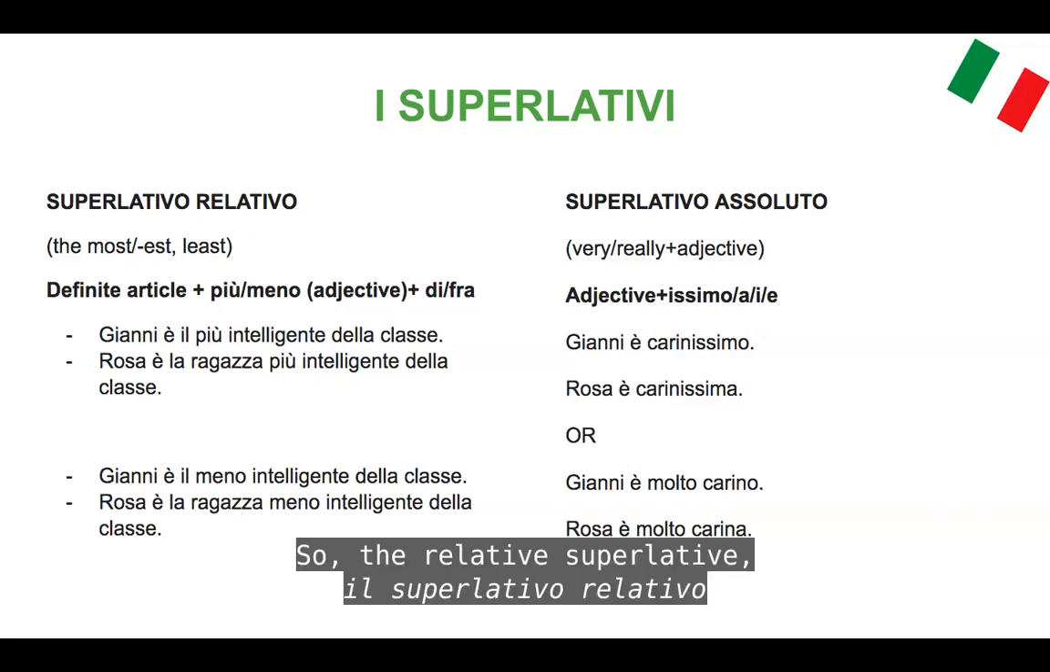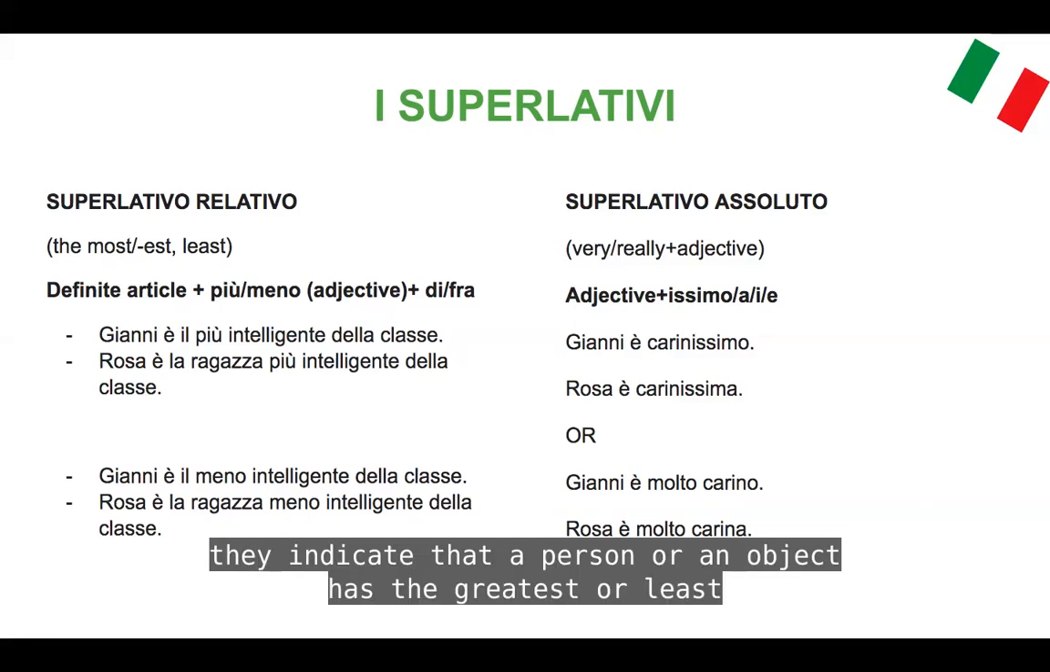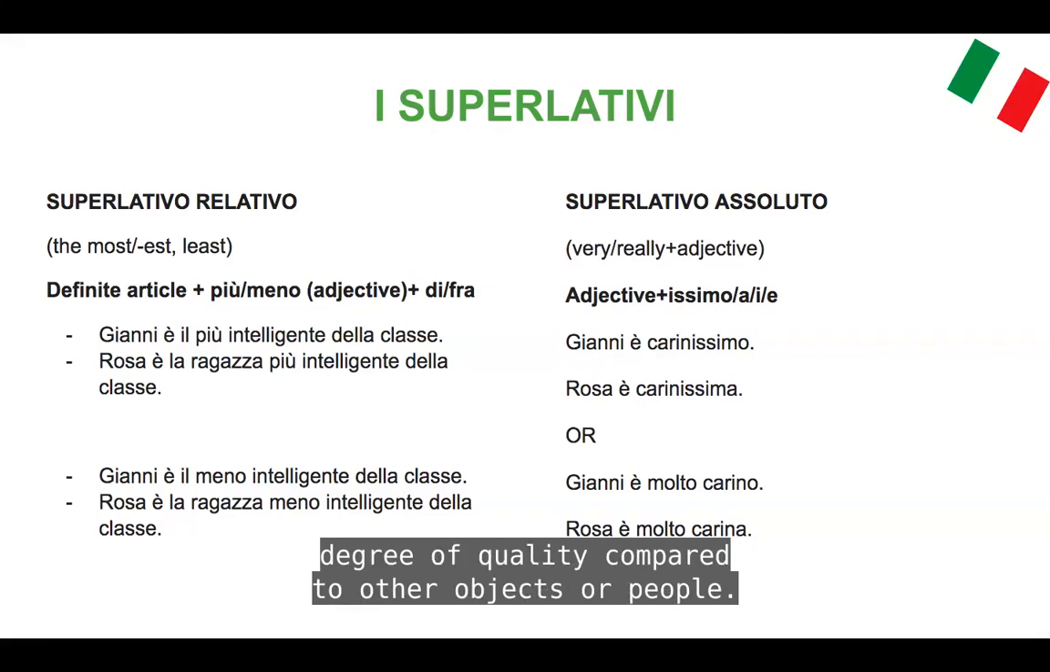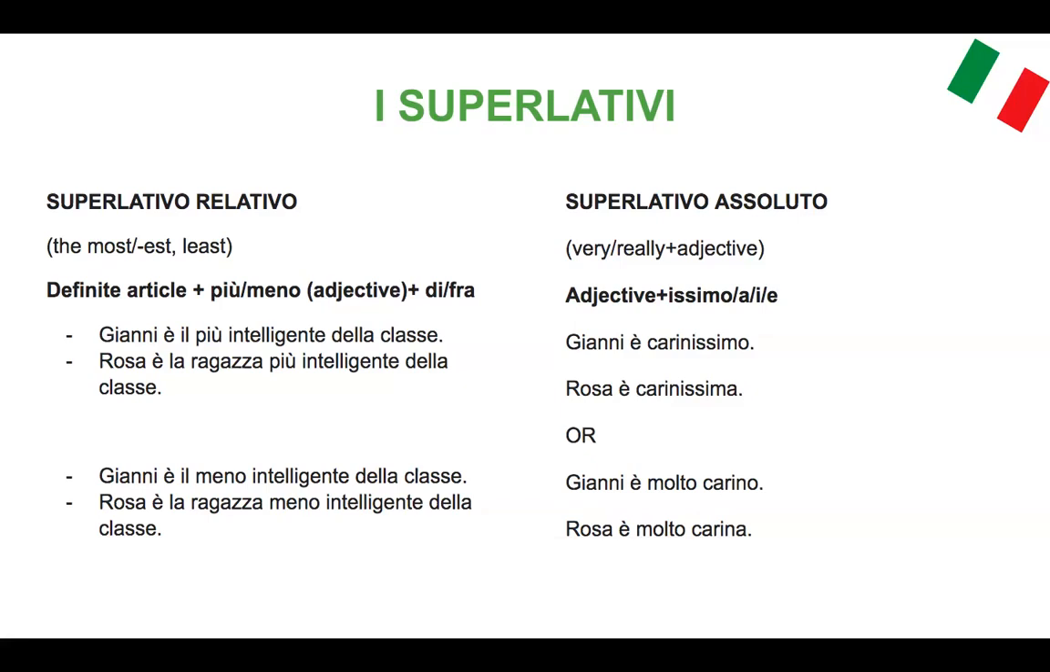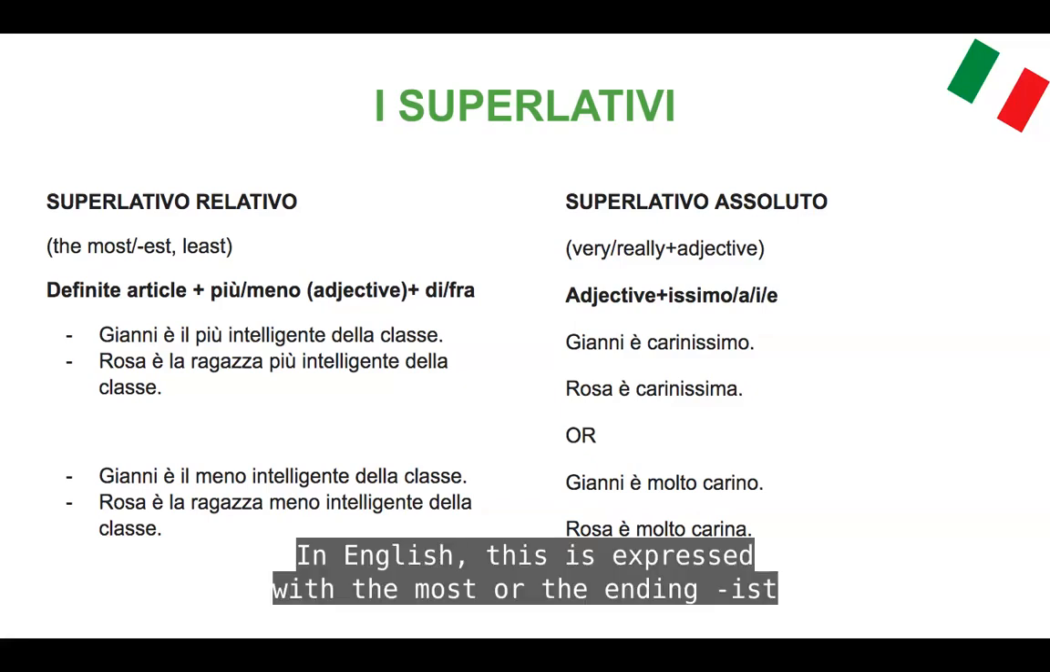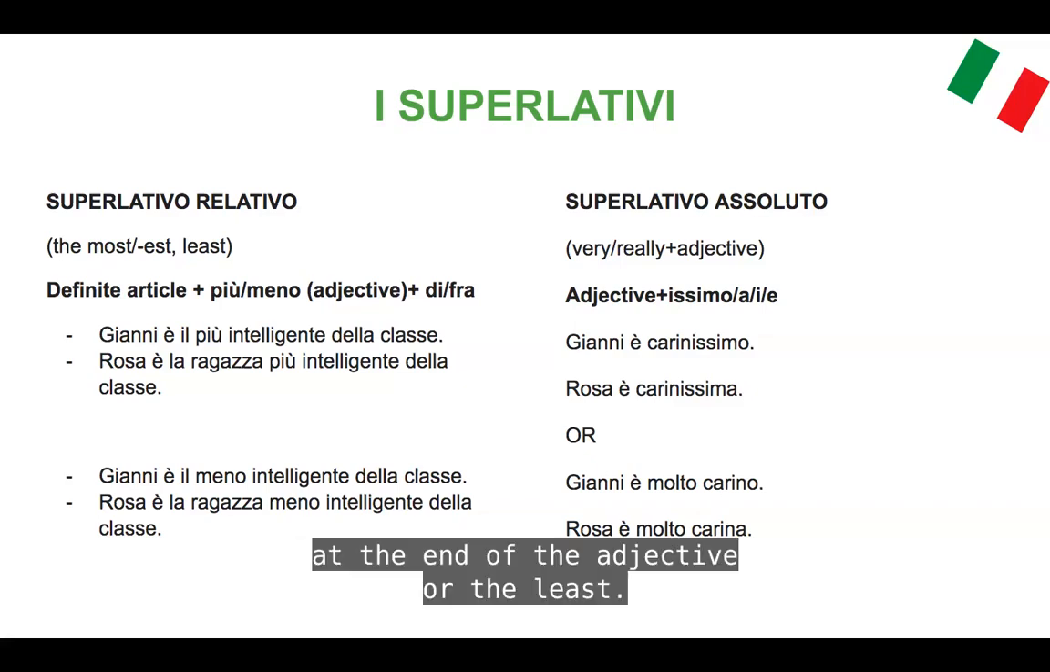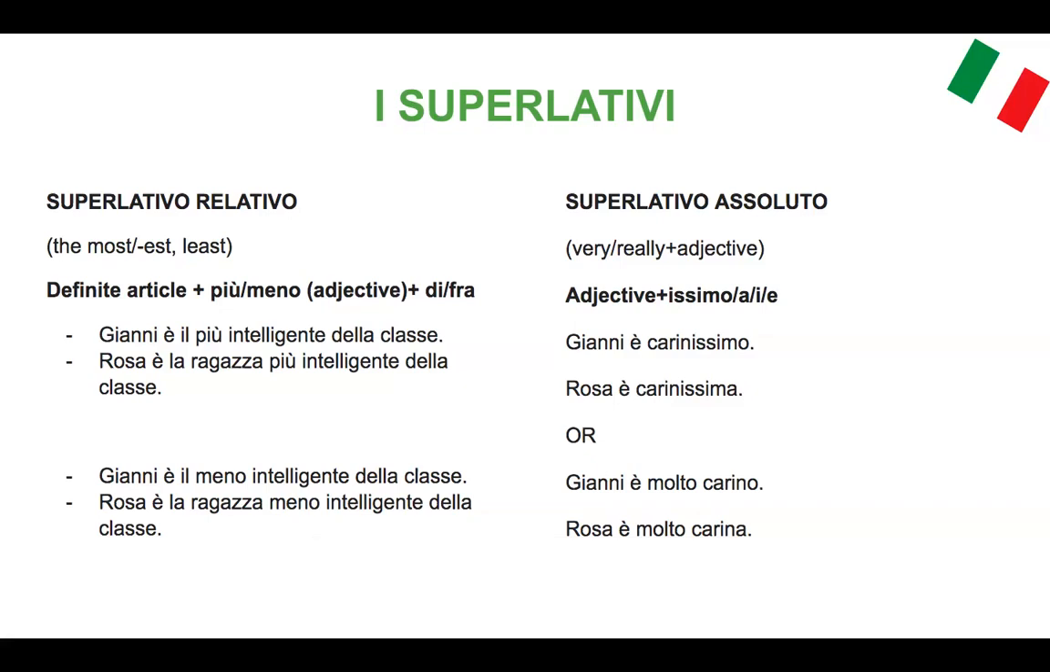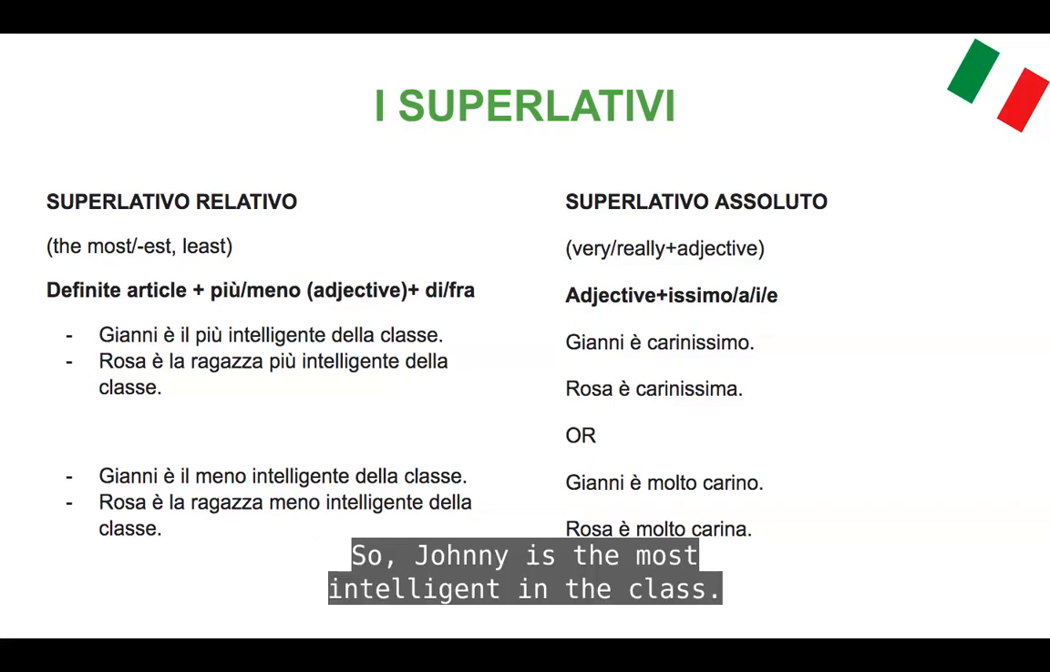So the relative superlative, il superlativo relativo, indicates that a person or an object has the greatest or least degree of a quality compared to other objects or people. In English, this is expressed with the most, or the ending est, at the end of the adjective, or the least. So, Gianni is the most intelligent in the class.